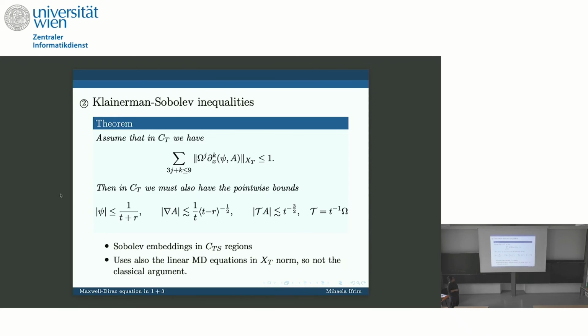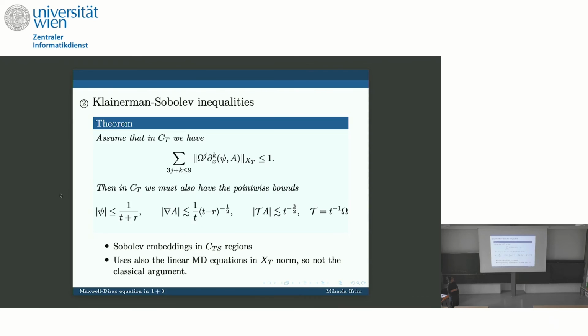And here I put a statement that's very general. So psi and A don't necessarily need to be a solution to your Maxwell-Dirac equation. I'm assuming only that I'm in the region that I showed you, the cone region. And then I'm assuming that I have the smallness holding: all the derivatives and vector fields, but not that many, like I said, 3 plus 6, are small in this norm. And then I obtain these pointwise bounds in these regions.